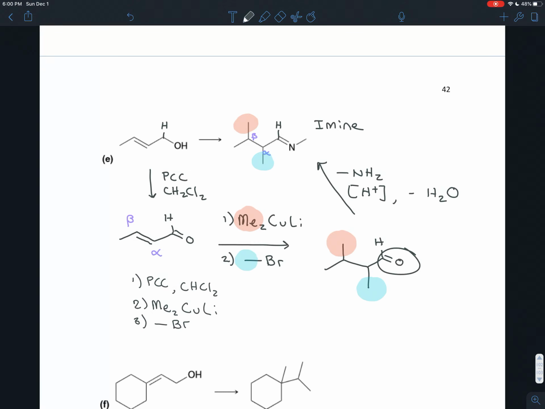That gives us our alpha-beta dialkylated compound. And then we just would create the imine by adding this primary amine. So we'd have a methyl group, and then the nitrogen and 2 hydrogens. Notice the nitrogen is bonded to just 1 carbon, so it's a primary amine. The 2 bonds to the hydrogen get replaced by the 2 bonds to what was the carbonyl.